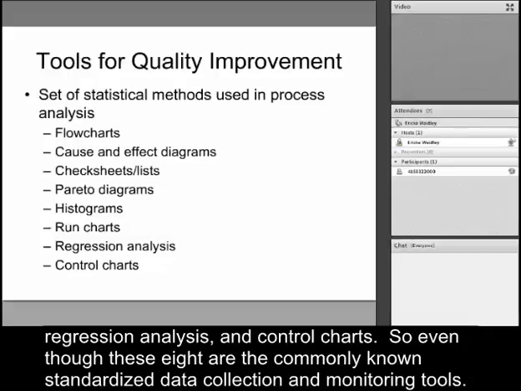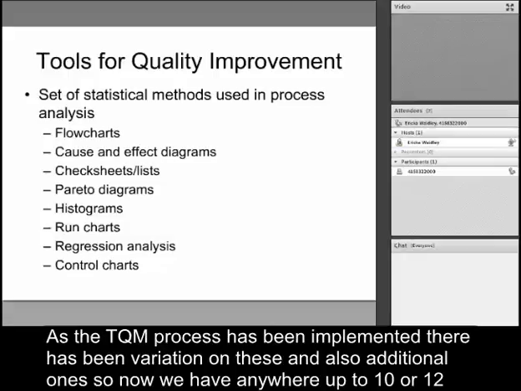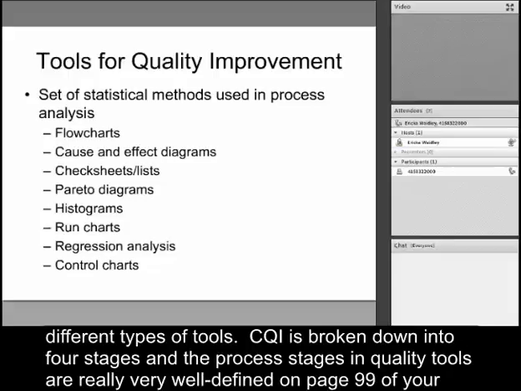So even though these 8 are the commonly known and standardized data collection and monitoring tools, as the TQM process has been implemented, there have been variations on these and also additional ones, so that now we have anywhere up to 10 or 12 different types of tools.